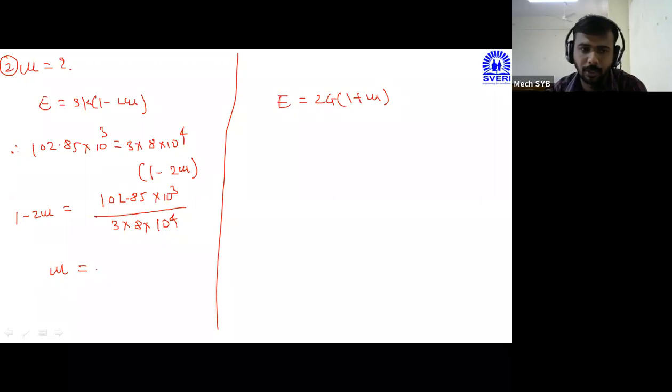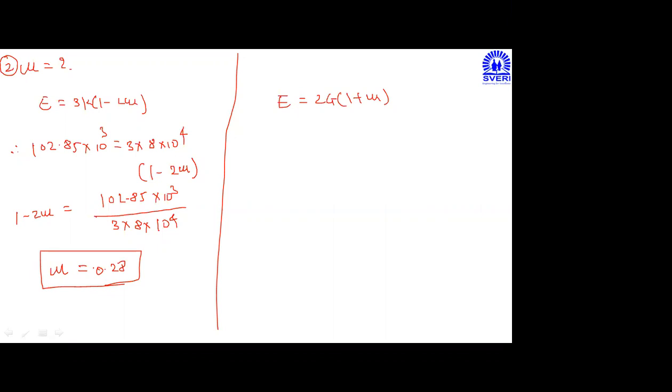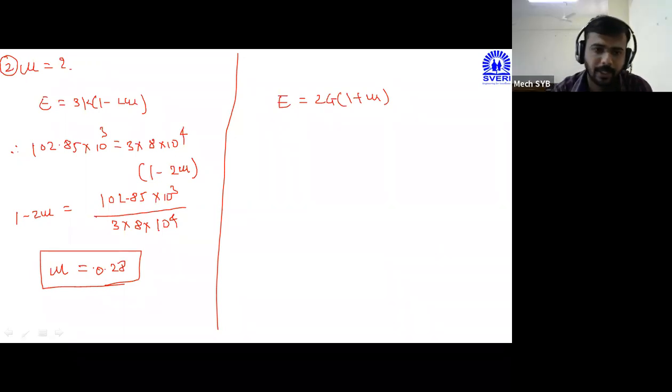0.28 correct. Here the calculation part is very important. 0.2857, correct. You can take 57 also. We took the 1 minus 2 mu term to one side. What is the right side calculation? 102.85 into 10 raised to 3 divided by 3 into 8 into 10 raised to 4. We did the right side calculation, getting this. Then the minus 2 mu, what did we do again? We took it to the right side. This 2 mu we took here. Means 1 plus, take the answer and divide by 2, then you should get 0.2857.